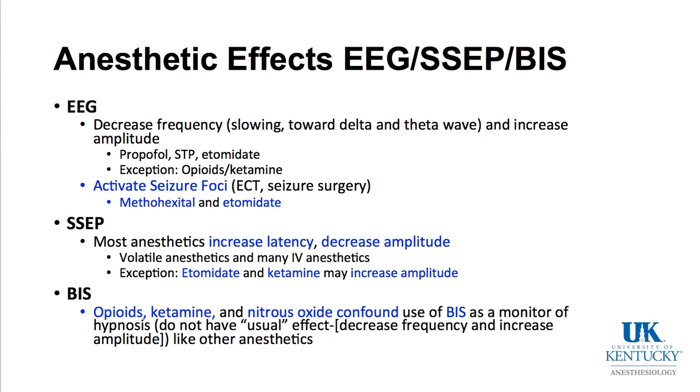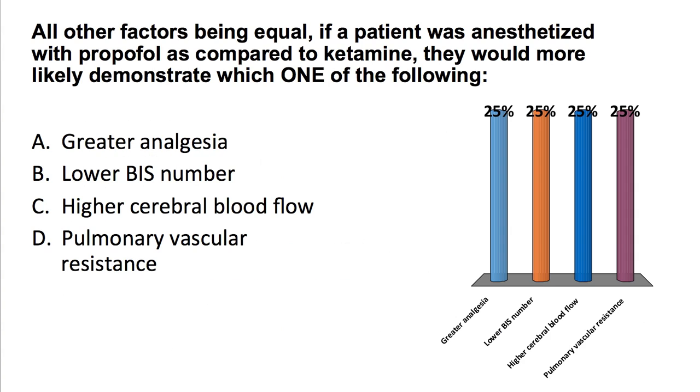As mentioned previously, the BIS is confounded by opioids and also confounded by ketamine and nitrous oxide, meaning that if you had a remifentanil, ketamine, nitrous oxide anesthetic going, your BIS may have a very high number and the patient may be totally blitzed. And so BIS is not a good monitor of hypnosis when you're predominantly using opioids, ketamine, and nitrous oxide as your anesthetic.